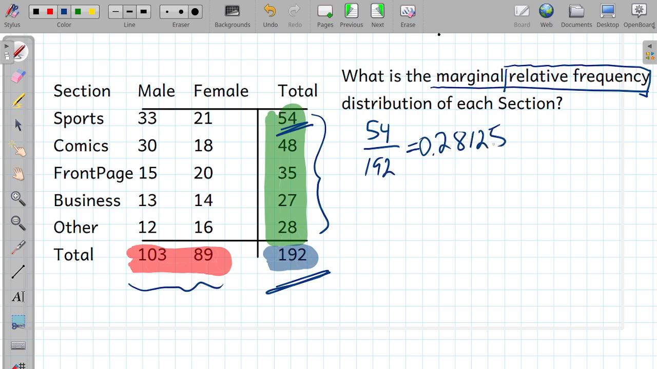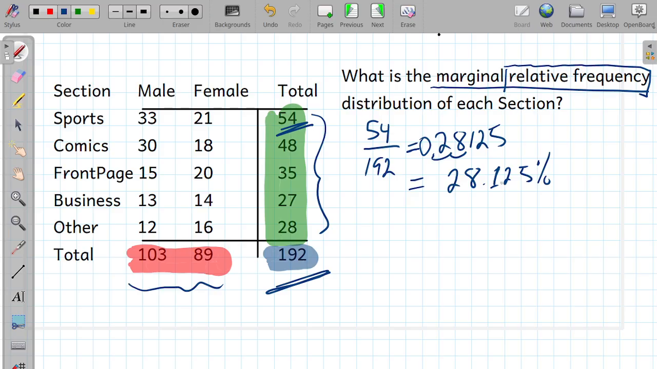Now remember, if they wanted the answer in the form of a percentage, we would just move the decimal point two places, or multiply by 100. It doesn't matter which way you do it. I'm not going to give you a hard time about it. So 28 and 1/8% of the readership read the sports section.